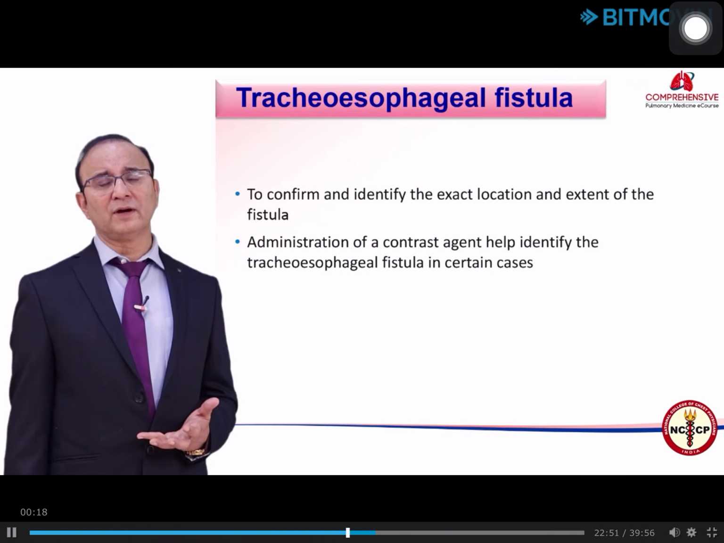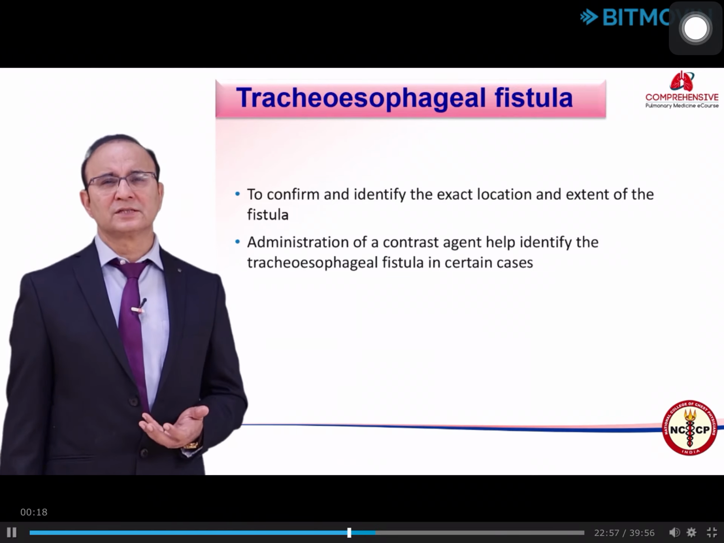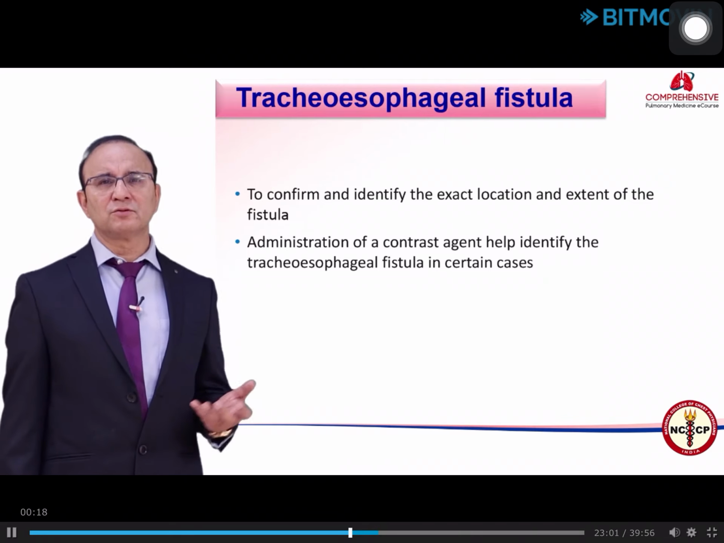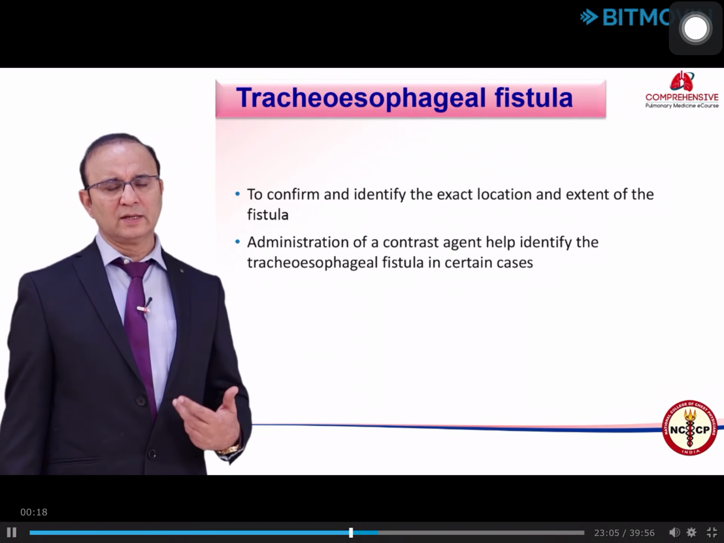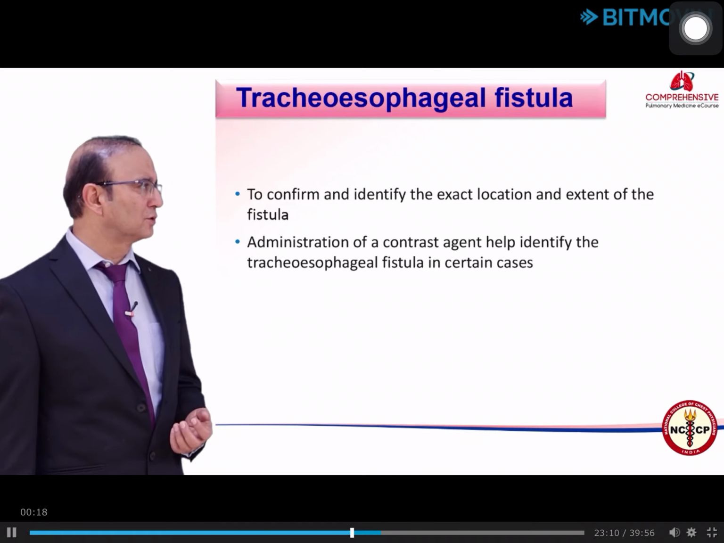So if you have to find out the reason for this, then you need to do a bronchoscopy to confirm the site of the tracheal opening. And if you don't see it, you can give methylene blue to that patient during bronchoscopy, and it may help to identify the site of the tracheoesophageal fistula.